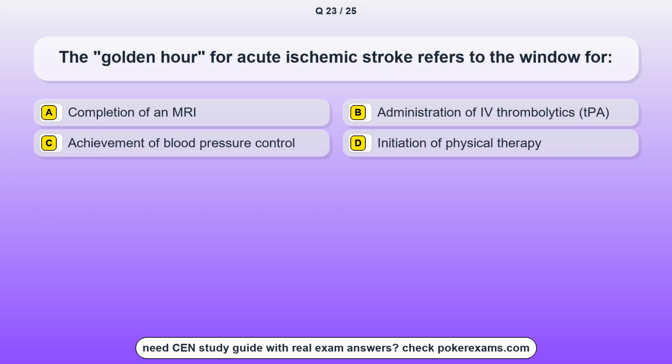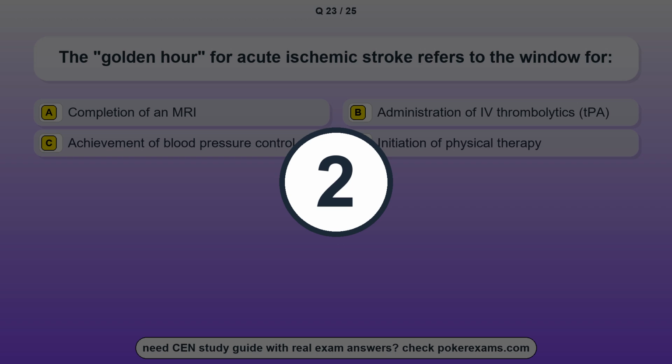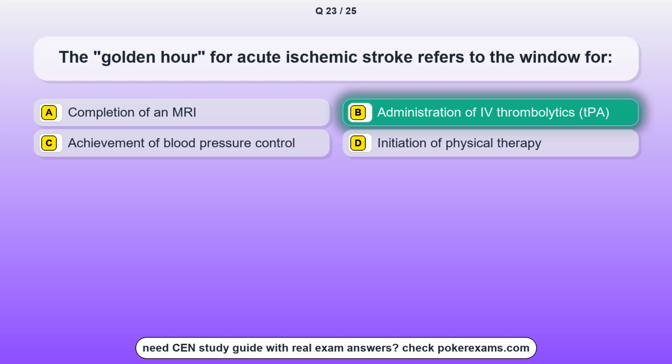Question 23. The golden hour for acute ischemic stroke refers to the window for option A, completion of an MRI, option B, administration of thrombolytics, tPA, option C, achievement of blood pressure control, option D, initiation of physical therapy. The correct answer is option B, administration of thrombolytics, tPA.